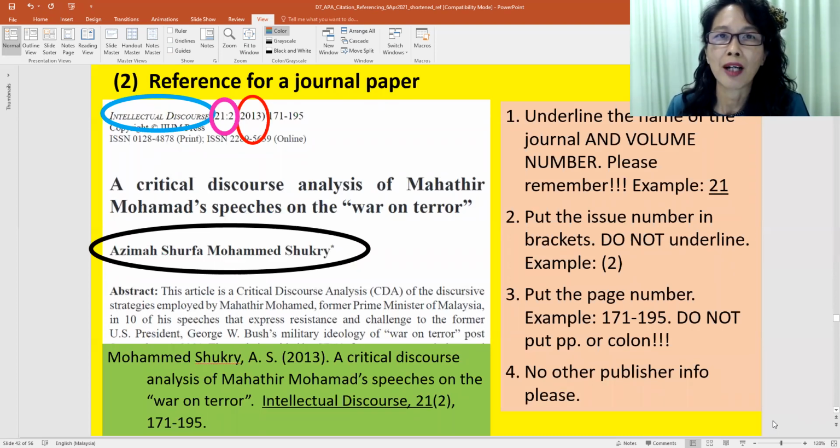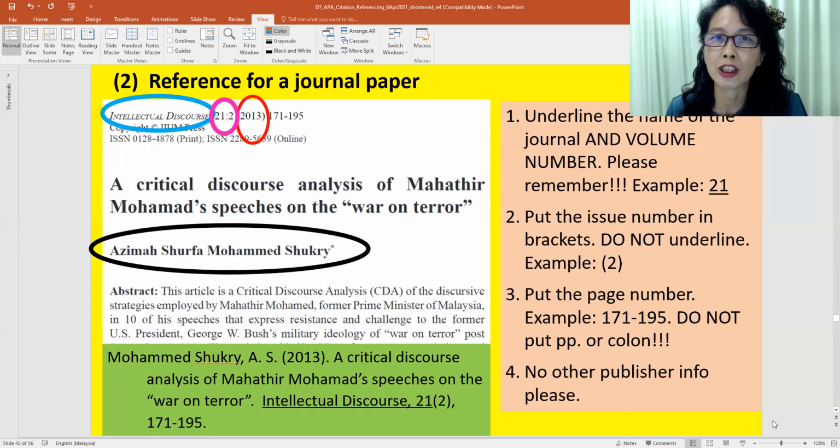Here is an example of how we reference a journal article. Look at the green box. Muhammad Shukri, AS. We include initials only. Even for Malay names, we use the father's name as the surname, the year, the title of the journal paper. Only then we put in the name of the journal, which is Intellectual Discourse, followed by the volume number, and both are underlined, and the underline finishes here.